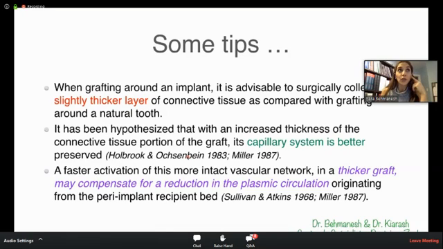Sorry, there is a question. Where to get the CTG from? So the one question that everyone is wondering, where to get the CTG from? I know some clinicians like to take the CTG from the tuberosity area, and some people like to get it from the palatal area. I mean, the lateral side of the palate.